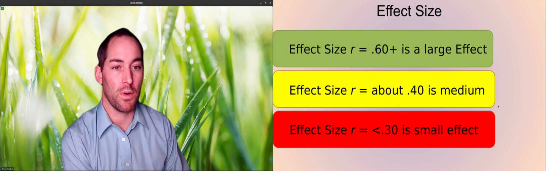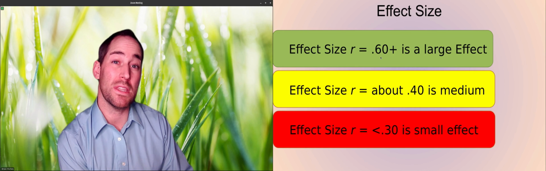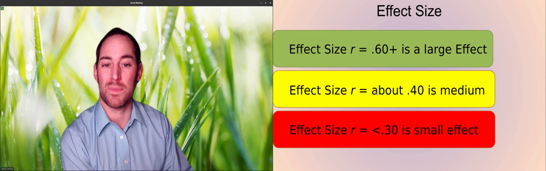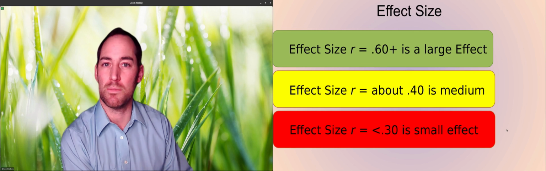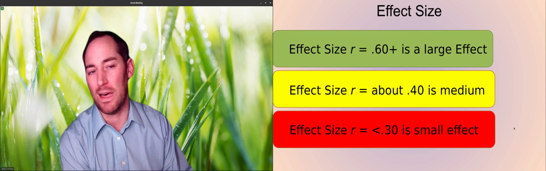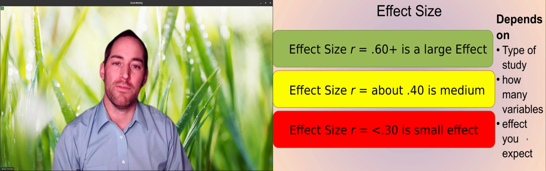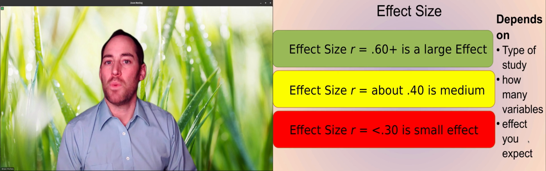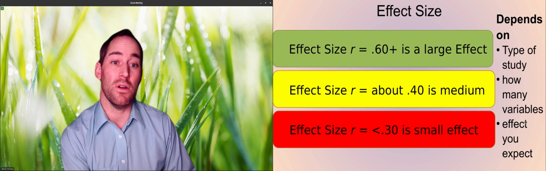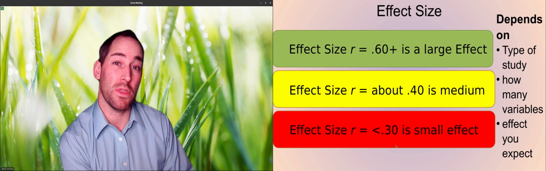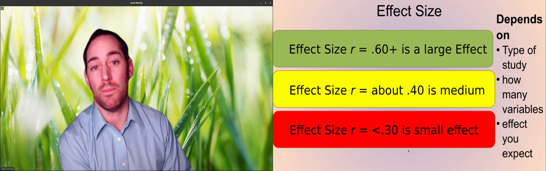All right, so which program worked best? In social sciences, usually we call something that's 0.60 plus a large effect, something that's about 0.40 a medium effect, and something smaller than 0.3 a small effect, or even down to like 0.1 as a non-existent effect. So the type of study that you do and how many variables you're using affects what you will expect. If you are looking at the effect of 10 variables together, having an effect size of like 0.3 with all those 10 variables might be really important, might not be important, right?